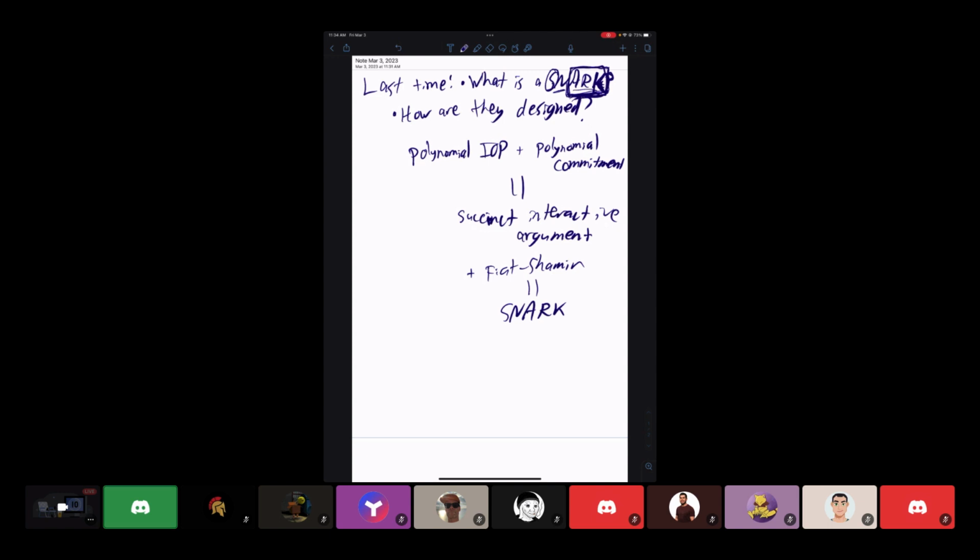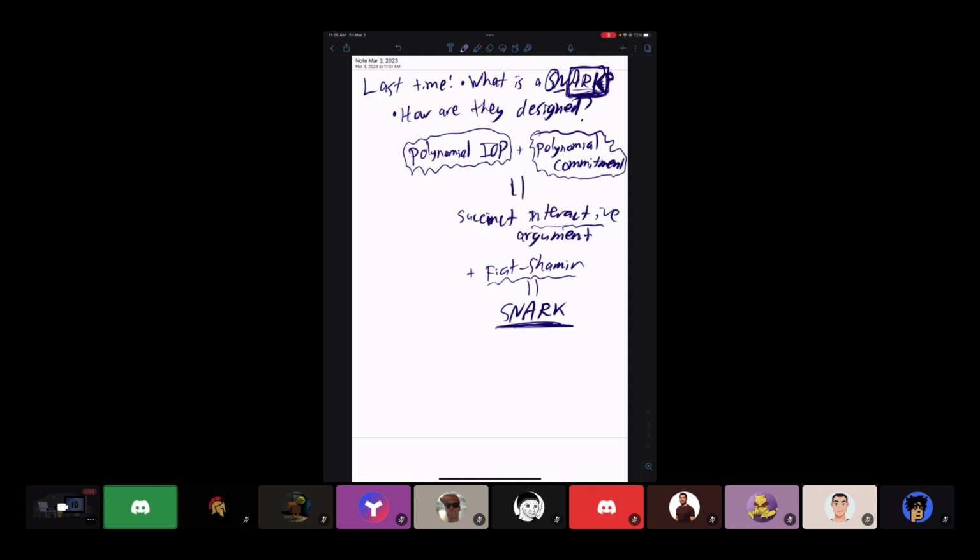And then we discussed how snarks are designed, and with just some minor caveats, this typically works in a three-step process. So first you design something called a polynomial IOP, and we talked last time about what that is. And then you design separately a cryptographic object called a polynomial commitment scheme. And you can just put those two together in a straightforward way to get a succinct interactive argument. And then typically that interactive argument is public coin, which means you can apply the Fiat-Shamir transformation to render it non-interactive and thereby get a snark.